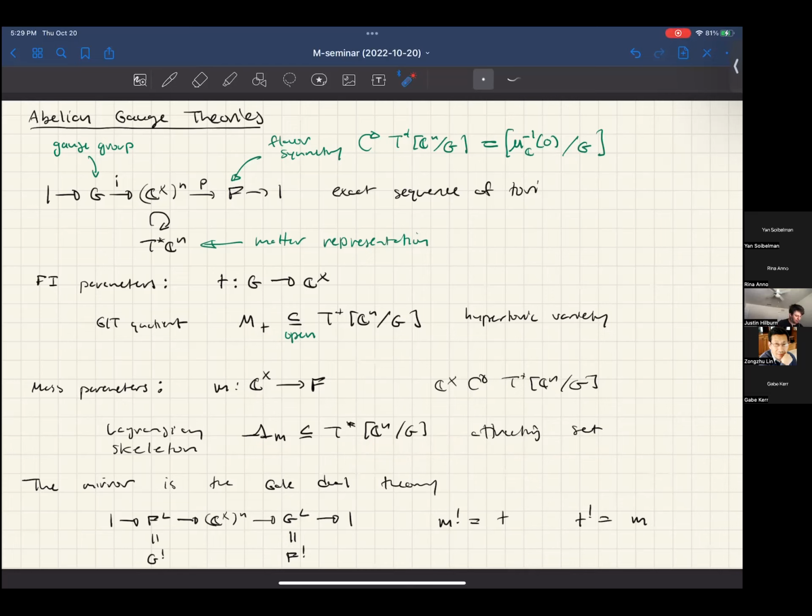And then one could ask, what is the 3D mirror to this theory? The nice thing about these abelian gauge theories is that they're self-mirror. The mirror is that you take the Langlands dual sequence. Now you have the Langlands dual of F, including into C star to the n, and then mapping down to the Langlands dual of G. I'm going to call the Langlands dual of F G shriek and the Langlands dual of G F shriek. This exact sequence basically defines the mirror theory.